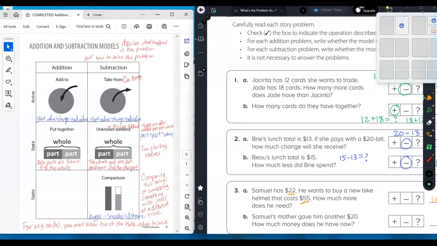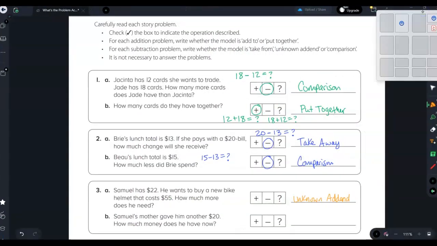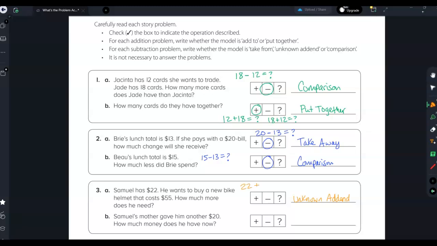So for unknown addend, just like put together, it's part plus part equals whole. So this is an addition setup. And so I would take the two parts, add them together to get the whole. So the part that he has, I know, is $22, plus the part that he doesn't have yet, which I don't know. I don't know how much money he still needs. But then I know that that should equal the whole cost of the bike helmet, which is 55. So this would be my setup equation. Now, how would I solve that setup equation? Actually, I would need to subtract 55 minus 22 to find that difference. So even though it's an addition setup, we would solve this one using subtraction.